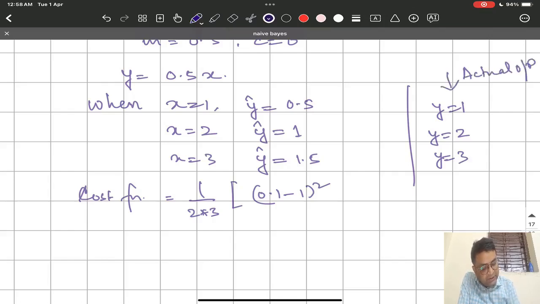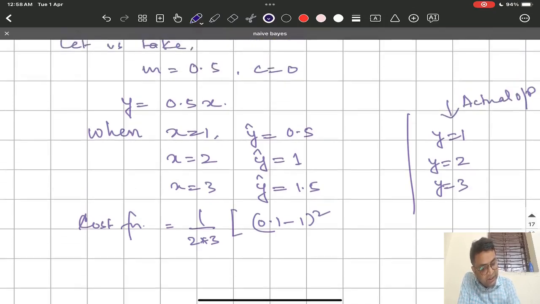Now when the gradient has changed, the outputs have also changed. The predicted values have also changed. Can you see? I changed the gradient, so the outputs have changed. So 0.1 minus 0.1 minus 1 whole square plus 0.1. How 0.1? Let me see.